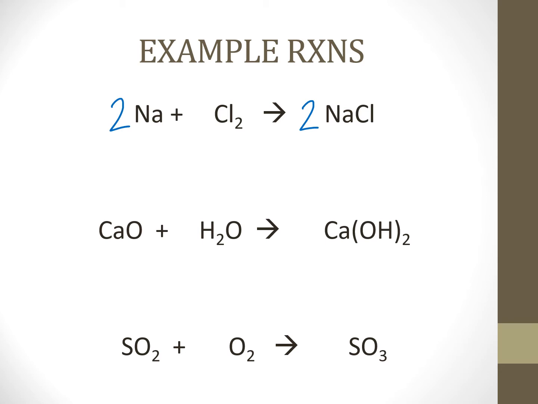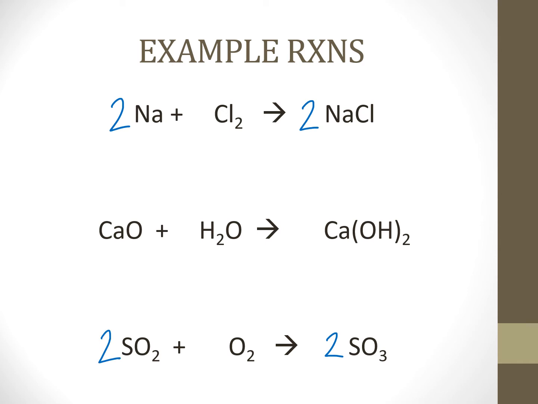Second example, we have two compounds. We have calcium oxide reacting with water to produce calcium hydroxide, which is already balanced. And then our last example, we have a compound, sulfur dioxide, reacting with oxygen, an element, to produce sulfur trioxide. Again, all of the products here are one single product, and that's the key. This is not balanced. So I believe we need a 2 and a 2.